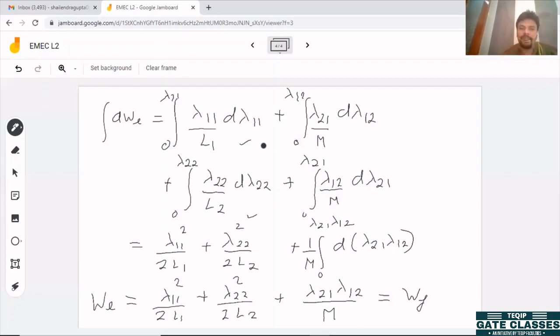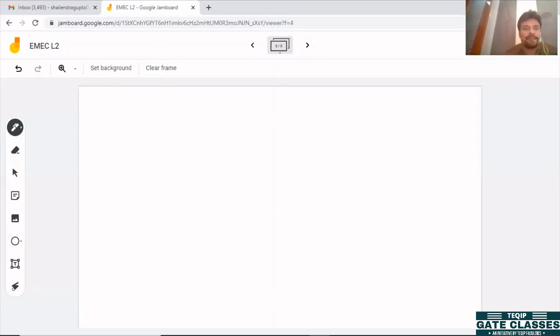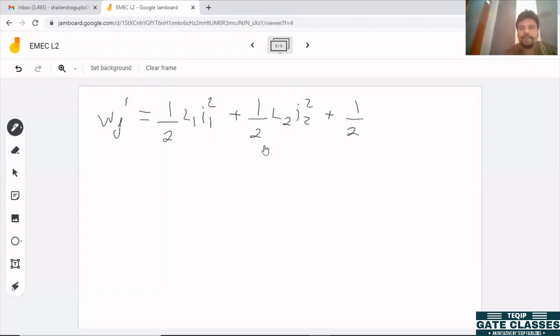On the same line, if we want to write the co-energy, we can easily write it as half L1 I1 whole square plus half L2 I2 whole square plus, sorry, there shouldn't be any half here, plus I1 I2 M. So we should understand all these terms.